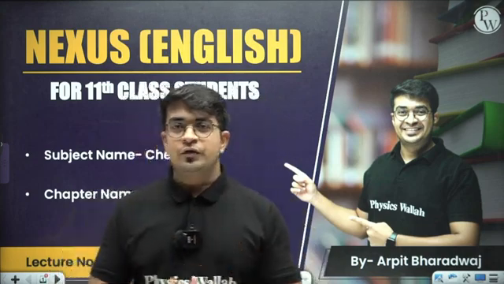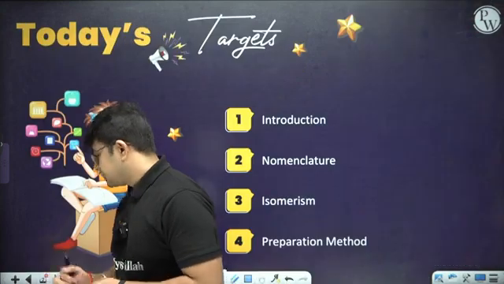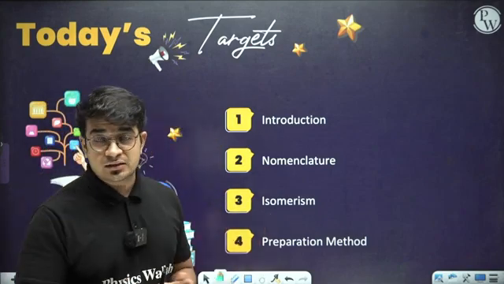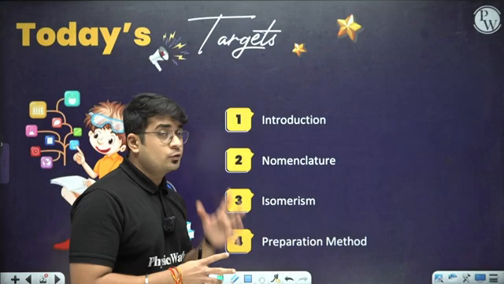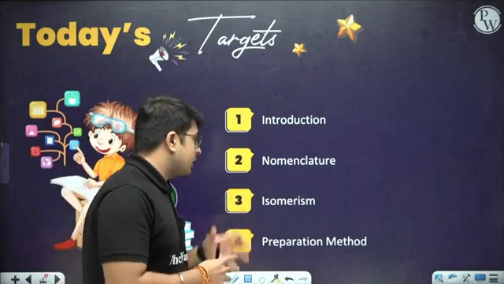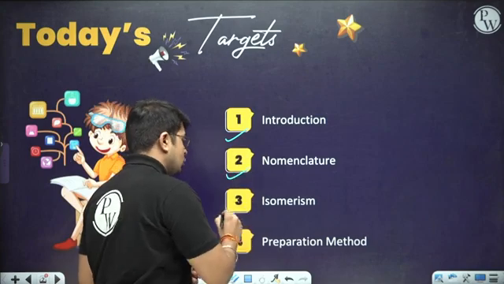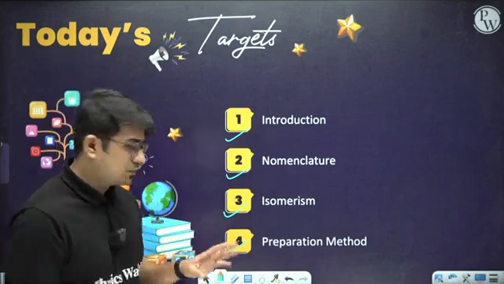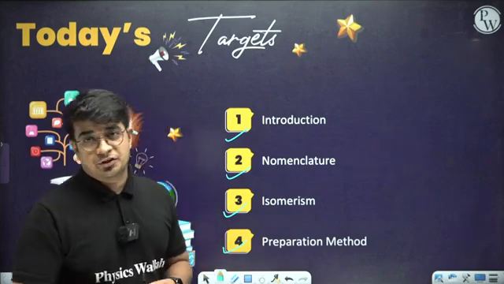So let me tell you what we are going to discuss in this particular session. First of all, we are going to revise all the concepts whatever we have discussed in case of GOC, like the introduction part of hydrocarbon. Next part will be the nomenclature. Next part will be related to the isomerism part, and last part will be the preparation method. If time permits, definitely we are going to complete the preparation method.